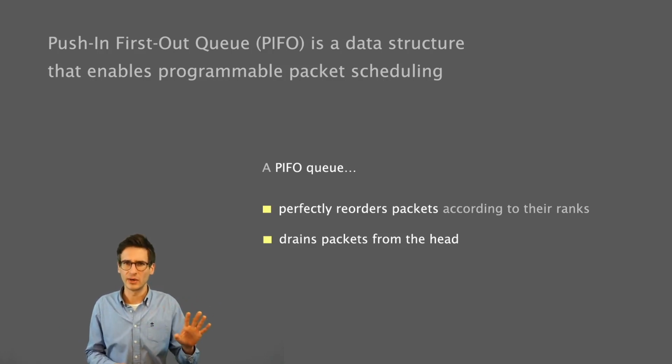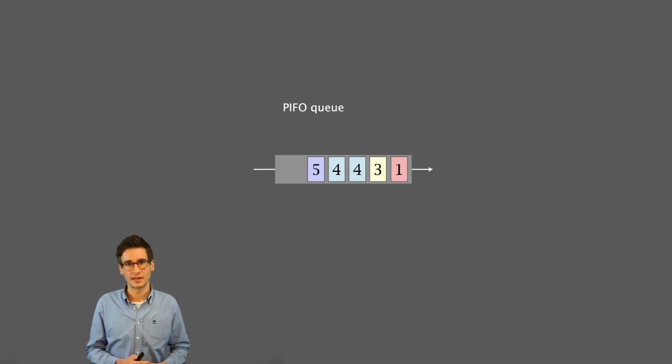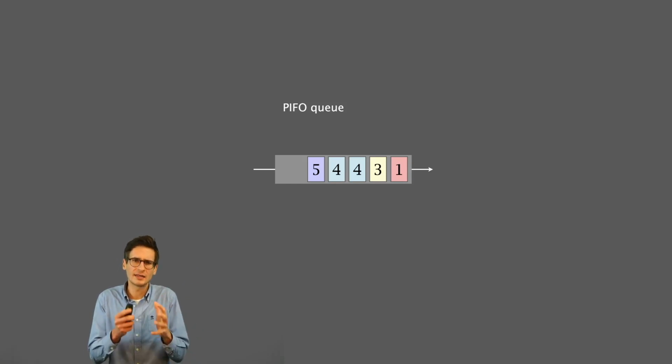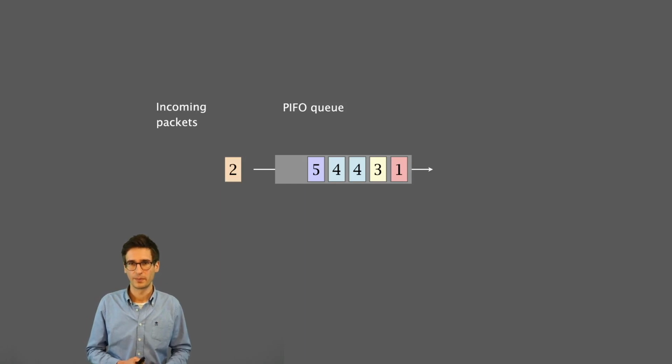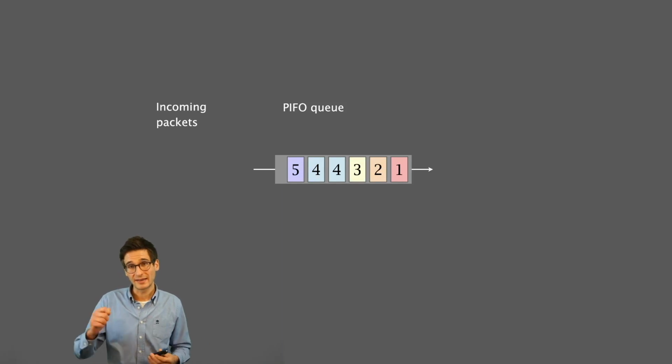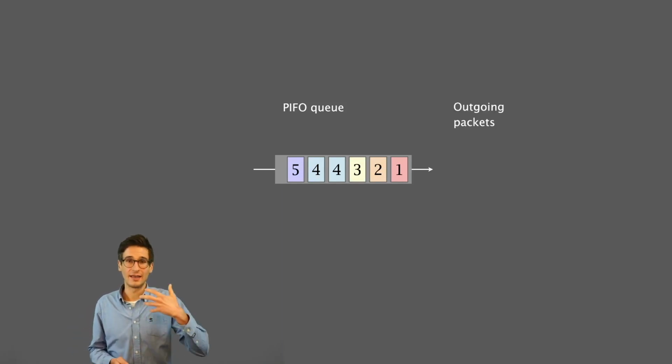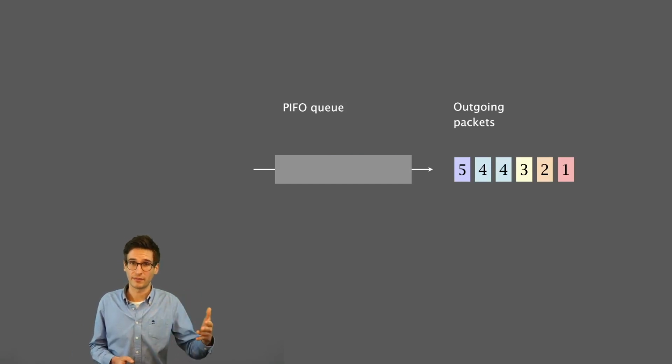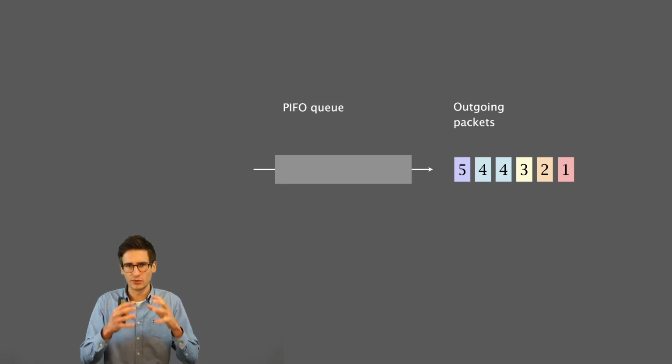Let me illustrate this with a simple example. Here we have a PIFO queue that contains 5 ranked packets: with rank 1, 3, 4, 4, and 5. Now, let us say a new packet arrives with a rank of 2. The goal of the PIFO queue is always to respect the ranking of the packets. So this packet with a rank of 2 should leave the queue in between the packet of rank 1 and the packet of rank 3. So the PIFO queue will create a little space and put the packet there, so that when the packets are drained from the head of the queue, they will be drained perfectly in order: 1, 2, 3, 4, 4, 5. That's exactly what a PIFO queue enables you to do.